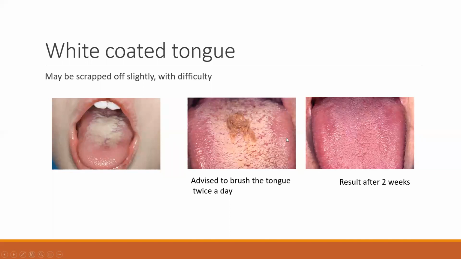And what's the treatment? Just advise the patient to keep hygiene well. Ask him to brush the tongue every day. Ask him to come back in 2 weeks. This would be the result.